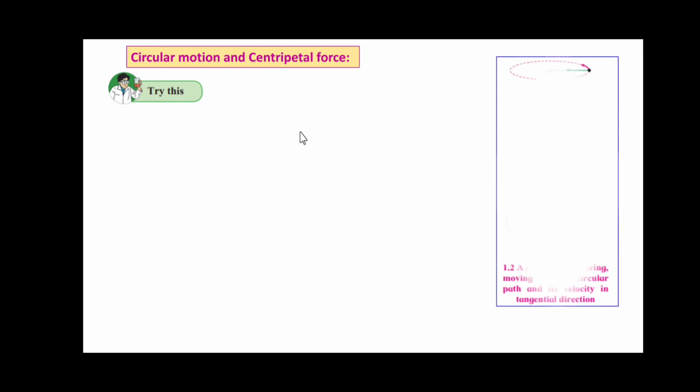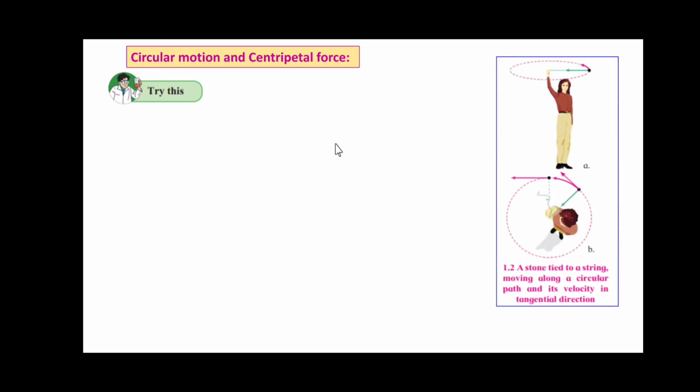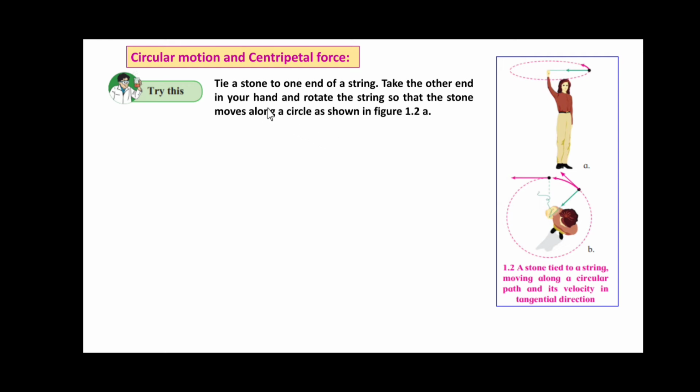Friends, we have to try an activity. Here you could see the figure. Tie a stone to one end of a string. Take the other end in your hand and rotate the string so that the stone moves along a circle as shown in this figure. Here you can see the stone moving in a circular manner.